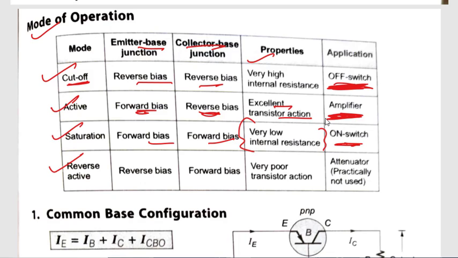Now suppose you want the BJT to work as a switch, you will use it in two modes. First is saturation mode and second is cutoff mode. Saturation is for on and cutoff is for switching off the circuit.